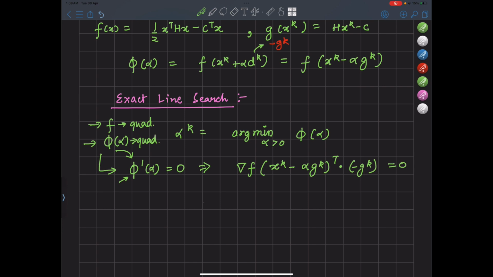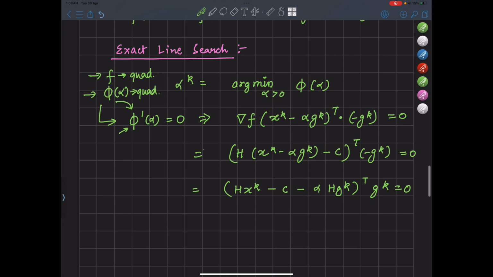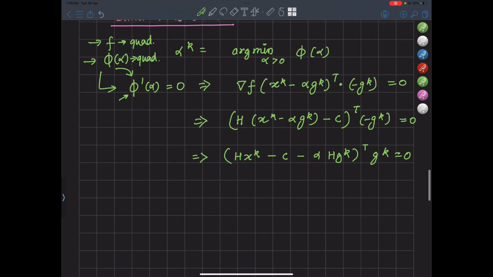All right. Now, what is gradient of f? It is H(x_k minus alpha g_k) minus c, transpose, times minus of g_k. This should be equal to 0, which means Hx_k minus c minus alpha Hg_k, transpose g_k. Minus goes on the other side. Alright, till now it is clear.